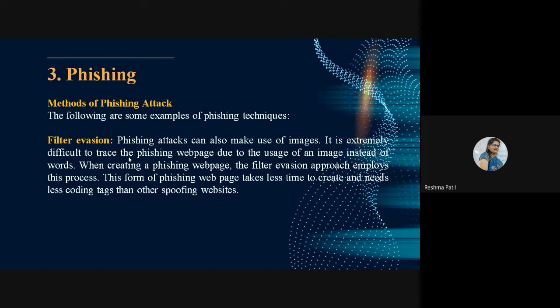Filter evasion. Filter evasion means here they are using images. Instead of words, they will use images. On the image, you have to click. You will feel that it is a genuine image, but actually it is redirecting you to a fake website. So using this way, they are getting sensitive data of the user.